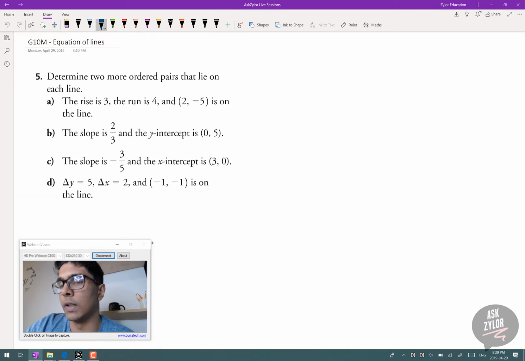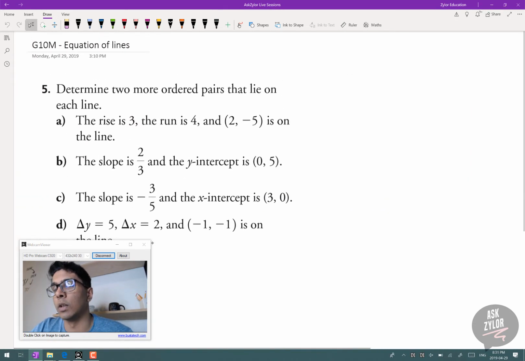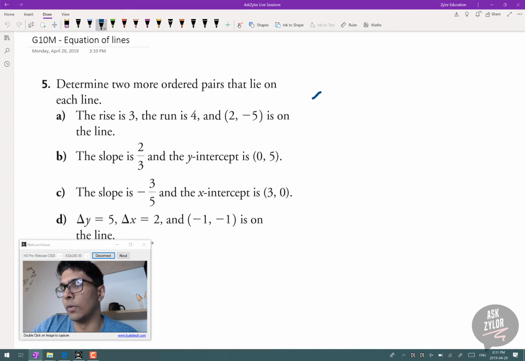So this is a grade 10 math question. It's talking about the equation of lines. They're telling us to determine 2 more ordered pairs that lie on each line. So for 5, let's start with 5a. The rise is 3, the run is 4, and (2, -5) is on the line. That means I can find the slope, because we can relate the slope to a different point, right?